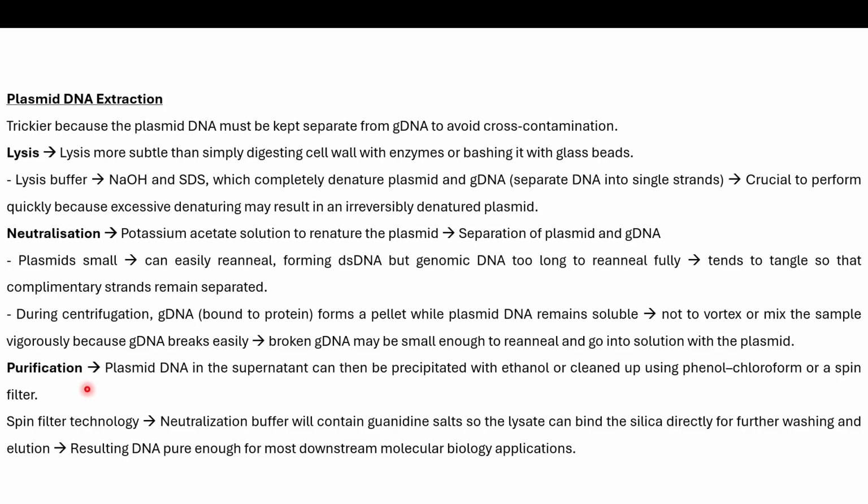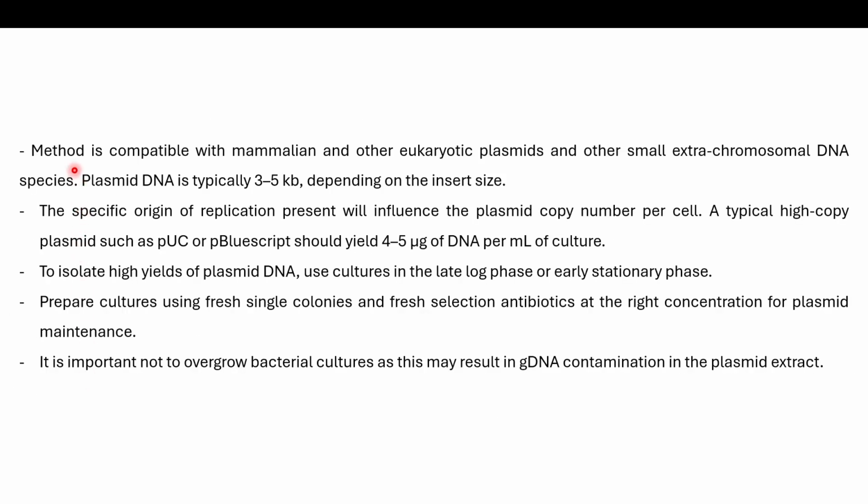Okay. Now, this particular alkaline lysis method is compatible with mammalian and other eukaryotic plasmids and some extrachromosomal DNA species as well. Plasmid DNA can typically be 3 to 5 kilobases long, and the specific origin of replication present will influence the plasmid copy number per cell. A typical high copy plasmid such as pUC or pBluescript, these are names of plasmids, should be giving us a high yield. This is purely technical information.